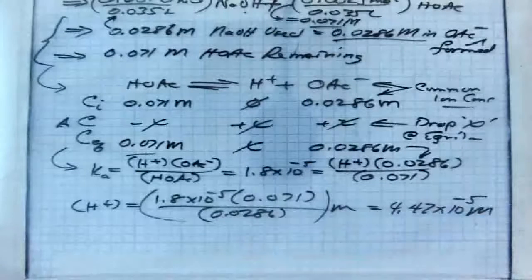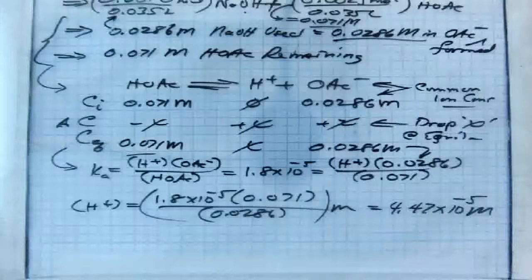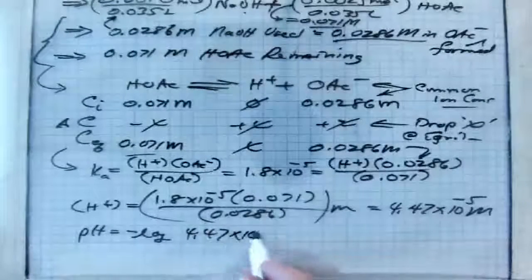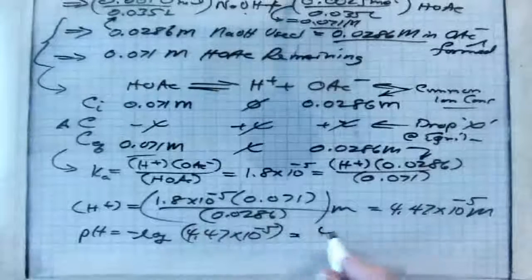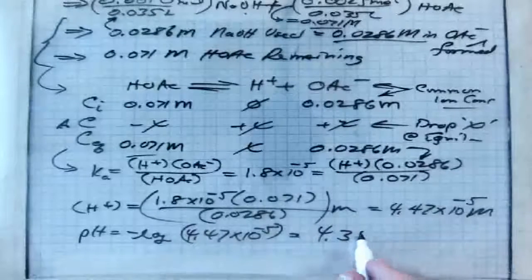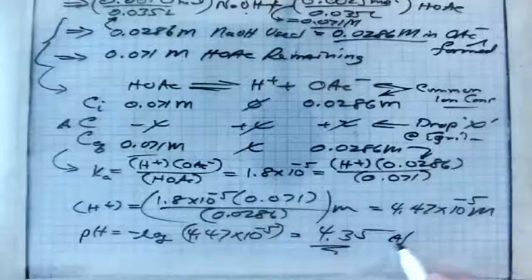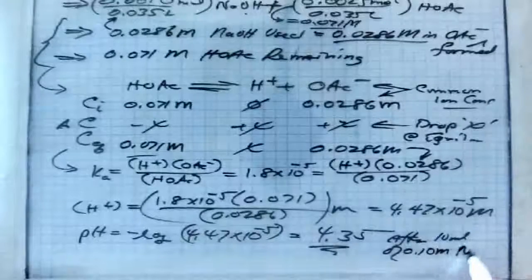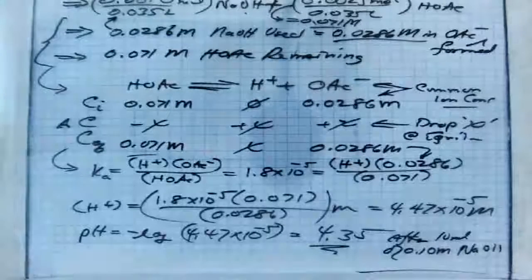I'm going to do that again just to be sure I didn't miss a button. Yes. And then I hit the log button on that, and we have 4.34. So pH now, minus log of 4.47 times 10 to the minus 5 is equal to 4.35. Okay, that's after 10 mils of 0.10 molar NaOH is what the system is.